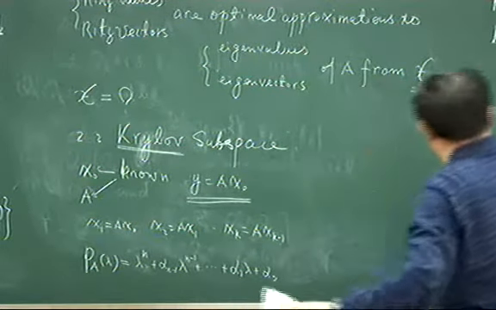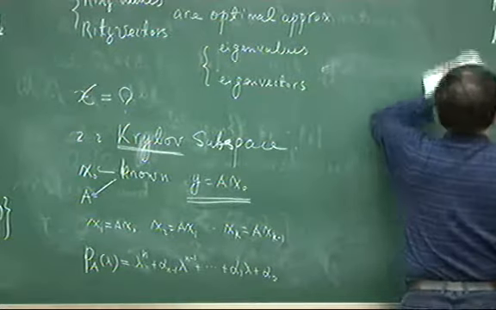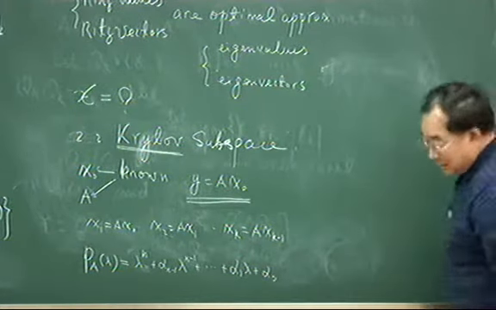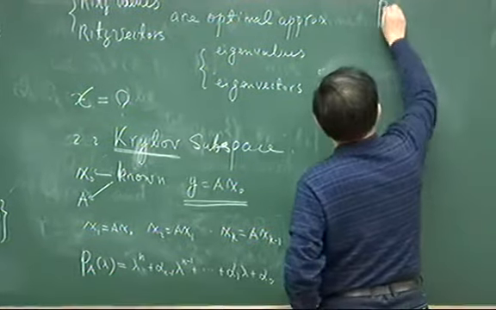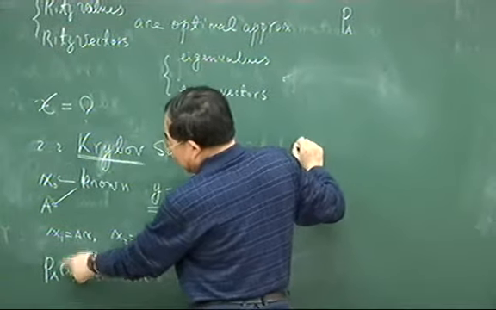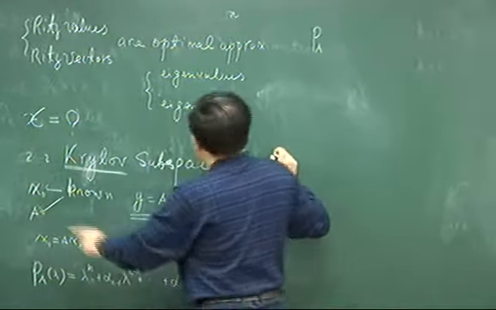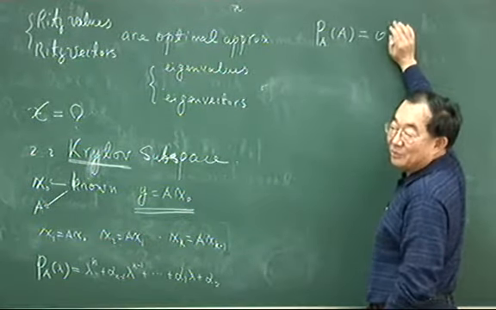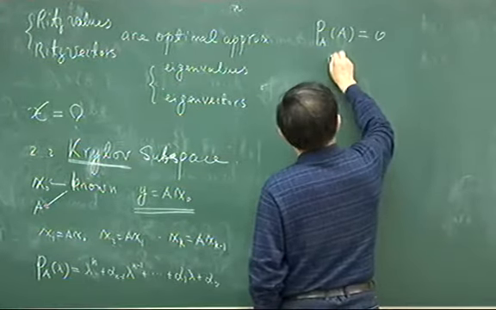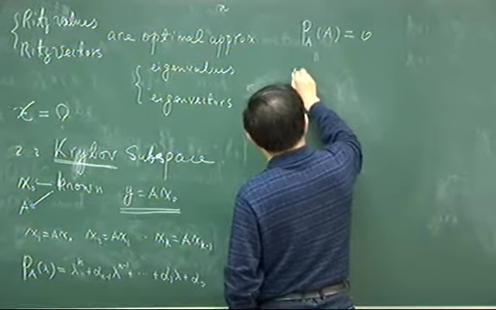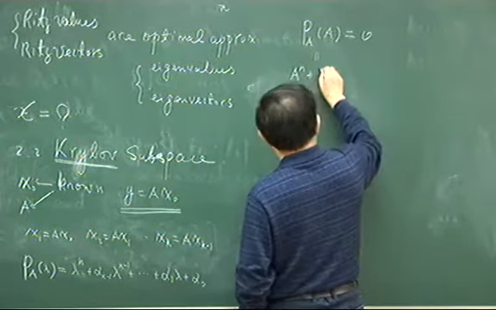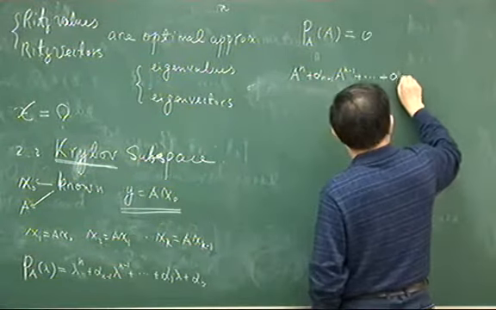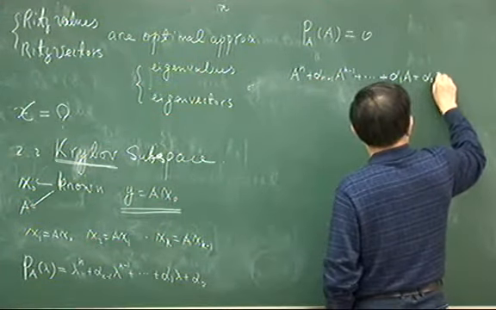As you know, the Cayley-Hamilton theorem says that if P is the characteristic polynomial of this matrix, we must have P(A) equal to zero. So that means A^n plus alpha_{n-1} A^{n-1} plus ... plus alpha_1 A plus alpha_0 I equals 0.